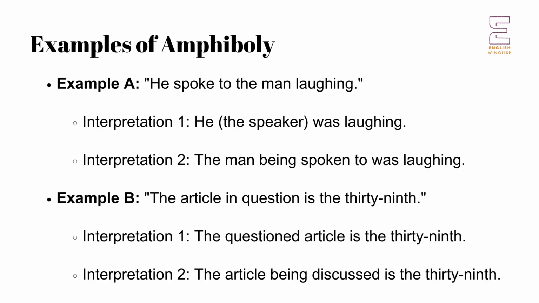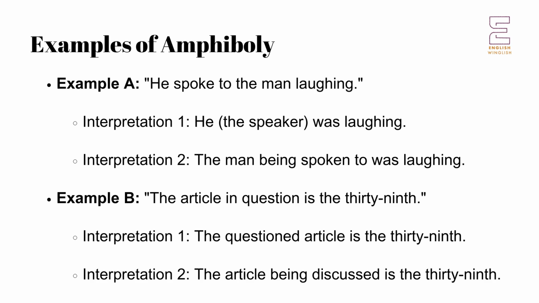Examples of amphiboly. To understand amphiboly better, consider the following examples. Example A. He spoke to the man laughing. This sentence can be interpreted in two distinct ways. Interpretation 1. He spoke to the man while he, the speaker, was laughing. Interpretation 2. He spoke to the man who was laughing. The ambiguity arises from the placement of the word laughing, which can modify either the speaker or the man being spoken to.